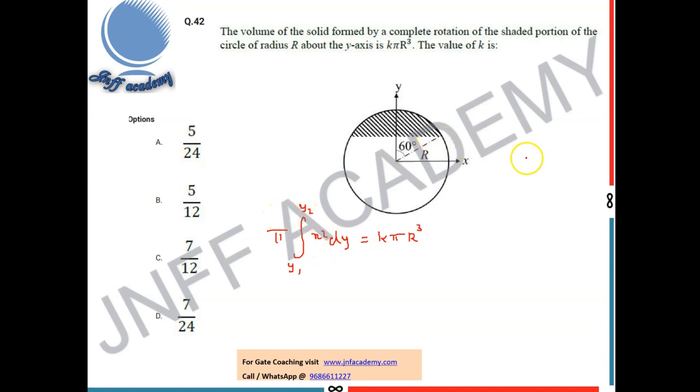Then what is x square? Here the curve is a circle. X square plus y square equal to capital R square, with radius R. So what is x square? R square minus y square. So you can replace x square with r square minus y square dy. Now come to the limit. How to put the limit? This is k pi r cube.